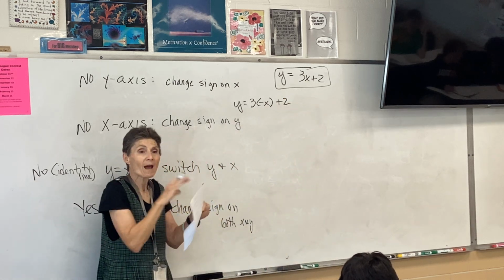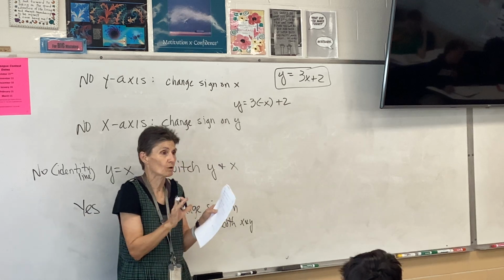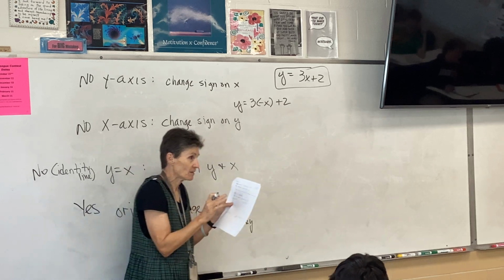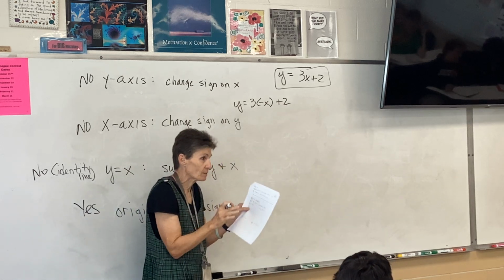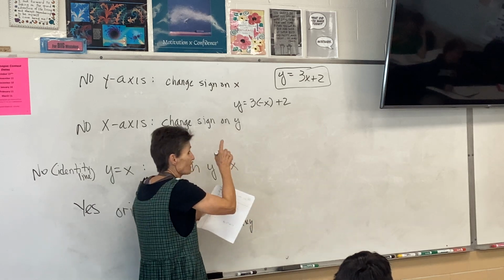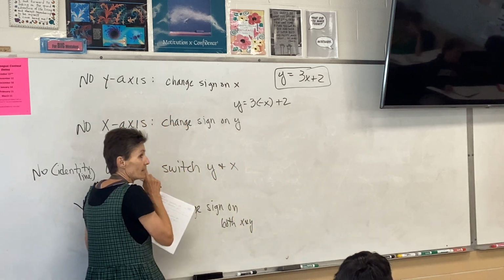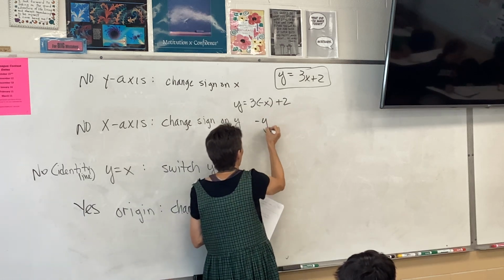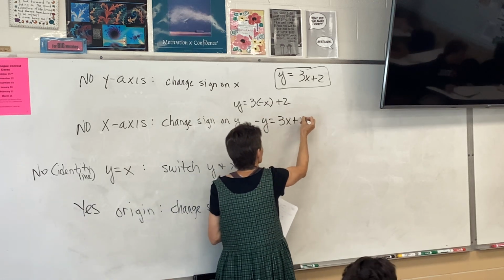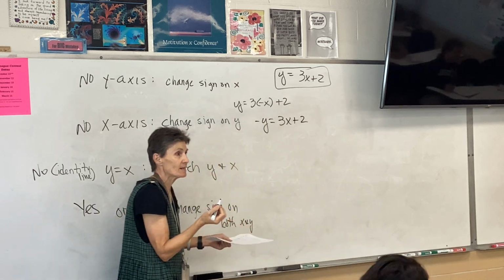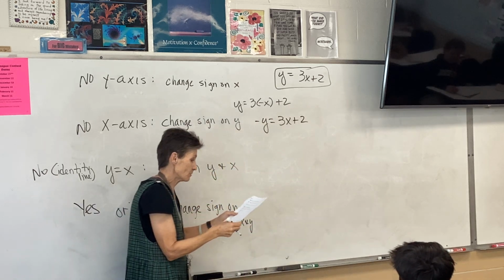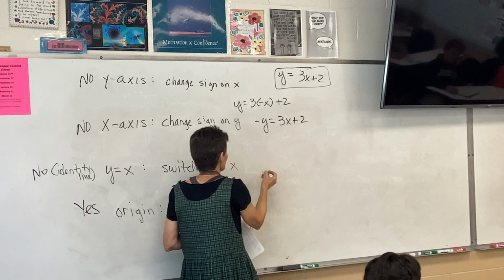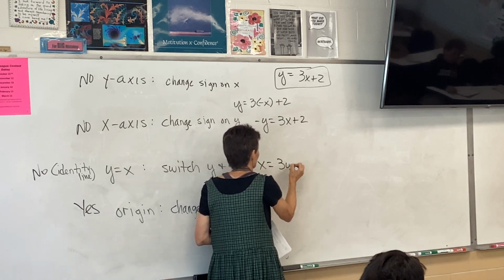Yeah. Okay, so you don't have to do a ton of work. Your job is to figure out, do I get the same equation or a different equation? That's different, so that one is still a no. All right, now we're going to change the sign on y. Well, again, that's a different equation, isn't it? So that's another no. How about switching y and x?